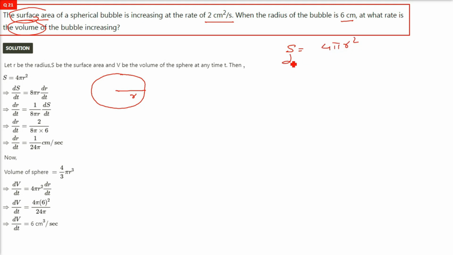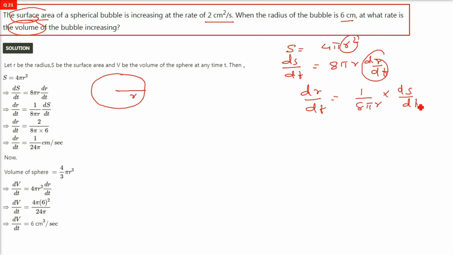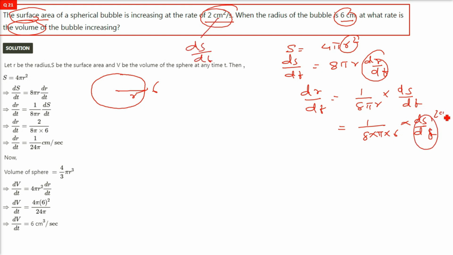So surface area is 4 pi r square. Just differentiate it. ds by dt is 4 pi, r square gives 2r dr by dt, so it will be 8 pi r dr by dt. So we'll get dr by dt from here, because this ds by dt, the surface area rate, is already given in the question. It's 2 centimeters square per second. So dr by dt is 1 by 8 pi r times ds by dt, and this radius is already given, 6. Now you have 2 divided by 8 pi 6. When you solve it, you'll get 1 by 24 pi centimeter per second. This is dr by dt.